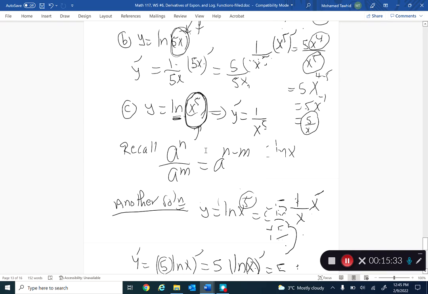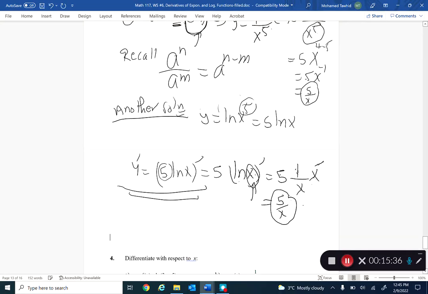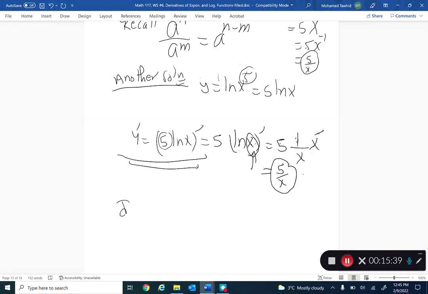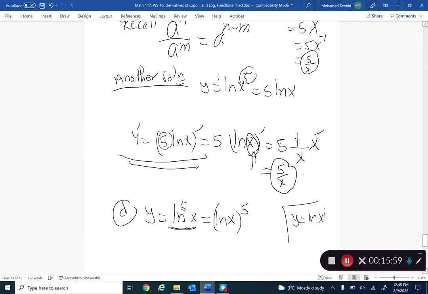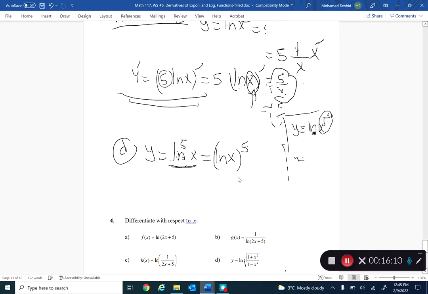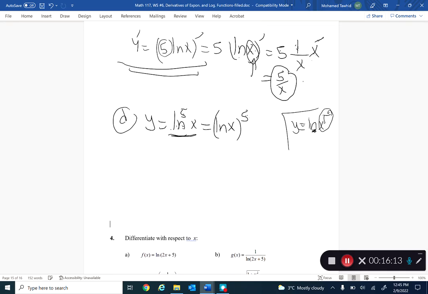In part D, you have to distinguish between this one and the previous one. You have y equal ln, written to the power 5 of x like this, right? And this one is exactly like ln multiplied by itself, how many times? 5 times. So that's a bracket to the power 5. The other one is not the same: y equal ln x to the power 5. Here it's just 1 log, but here it's a 5 log. So you have ln x multiplied by itself 5 times, a bracket to the power 5.